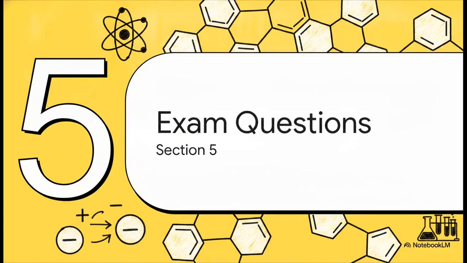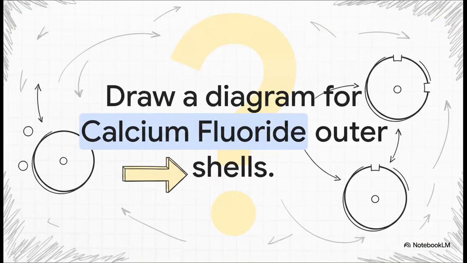Okay, let's put it all together in Section 5, Tackling Exam Questions. Let's simulate a real test environment and walk through some worked examples, applying everything we've just talked about. Put your pens down for a second and just think about this before you start drawing. Calcium is in group 2 of the periodic table, so it has 2 outer electrons it desperately needs to give away. But fluorine is in group 7. It only has 1 empty space in its outer shell.